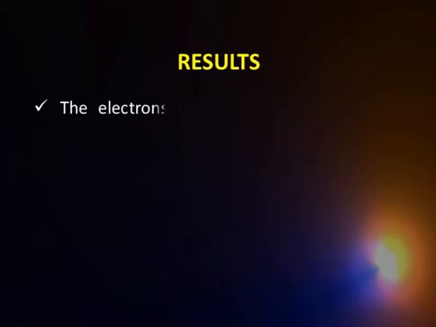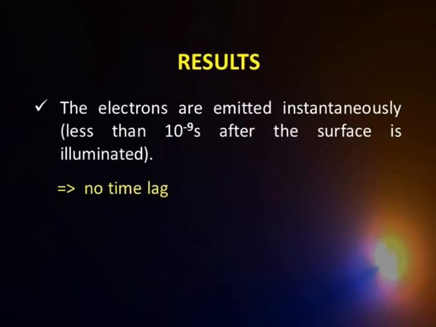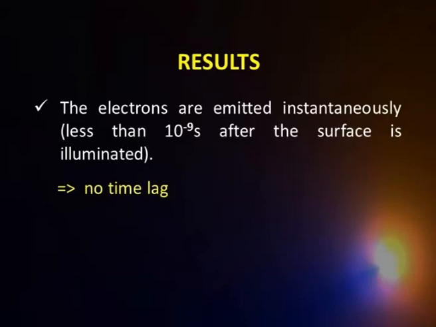The first significant observation was that the moment you throw light, you find a current coming. The moment you switch off the light, there is no current. That means this emission of electrons from the metal is instantaneous. There is no time lag between the light falling on the metal and electrons coming from there. That is the first and significant observation.